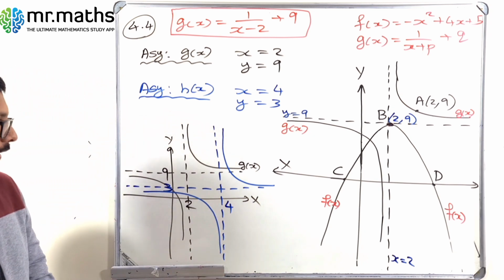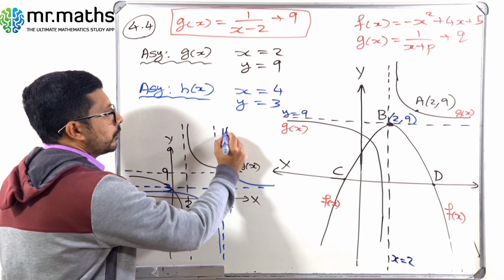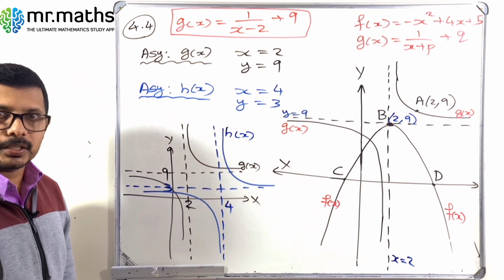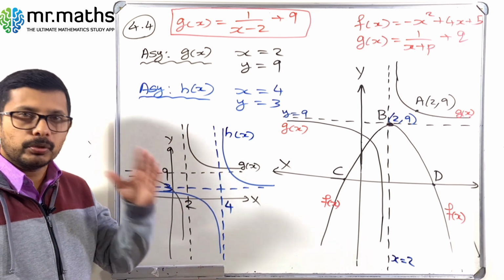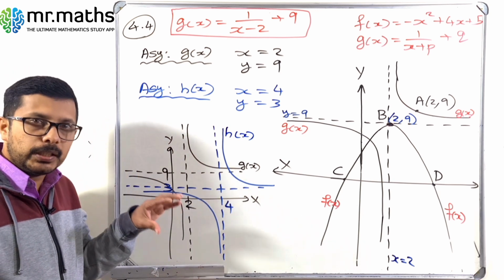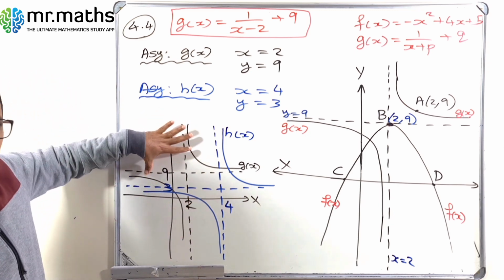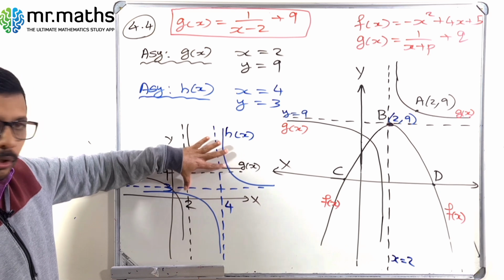And now the new graph is like this. Can you see that? The blue one is the new graph and they call that one h of x. You understand? I'm not just saying how to find the answer. You have to understand what is happening there. That's why I'm explaining like this. The black one is g of x and the blue one is h of x.